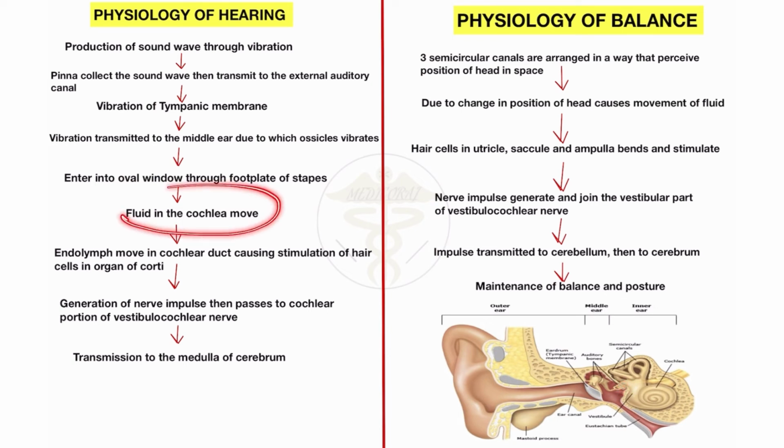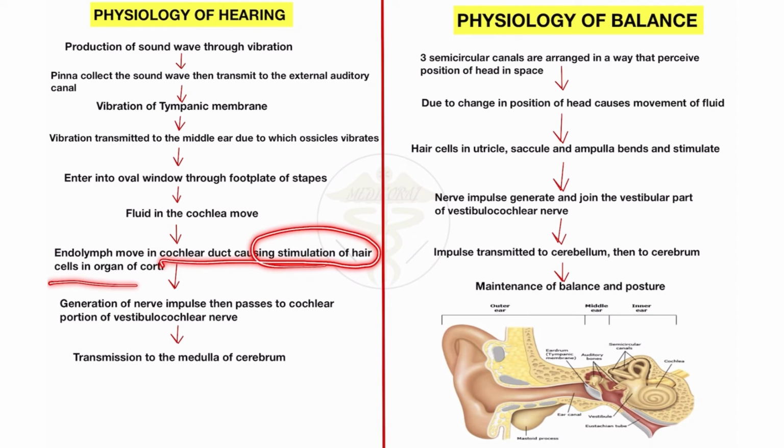Then the fluid in the cochlea starts to move. This is the part of the cochlea which contains the fluid. Then the endolymph moves in the cochlear duct, causing stimulation of the hair cells in the organ of Corti. I already said the cochlea contains the organ of Corti, which contains the small hair cells. So this causes movement of the hair cells in the organ of Corti.